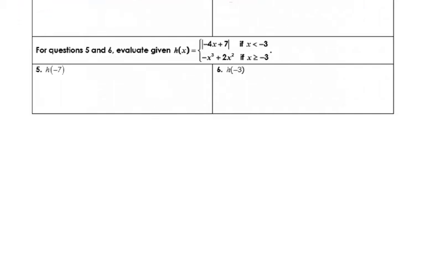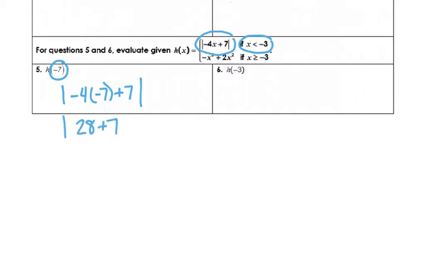Alright, so for the first one, I'm doing h of -7. So -7 either goes into the first one or second one. It is less than -3, so I'm going to plug it into here. Anywhere I see an x, I'm going to replace it with -7. Negative 4 times negative 7 is positive 28. 28 plus 7 is 35. And the absolute value of 35 is 35. So my answer is 35.